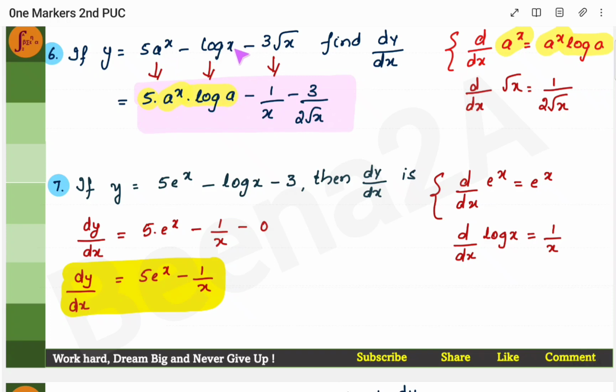Then we'll go to the next term. The derivative of log x is 1 by x. And let's copy 3 as is. What is the derivative of root x? It is 1 by 2 root x.